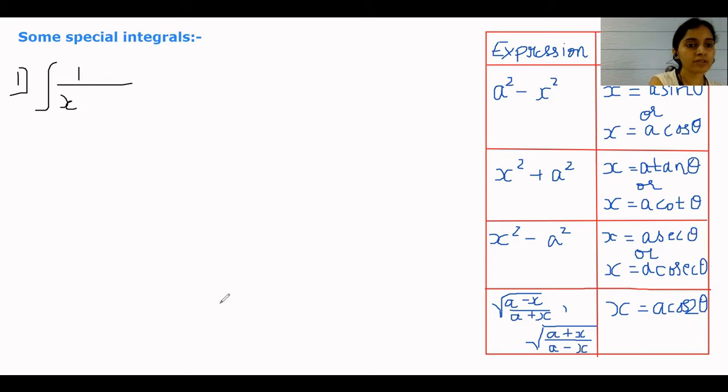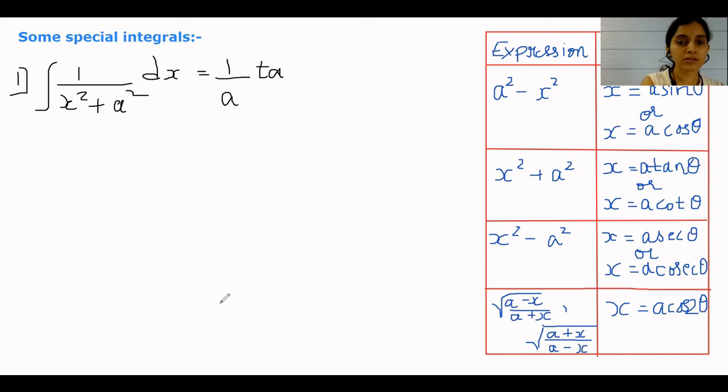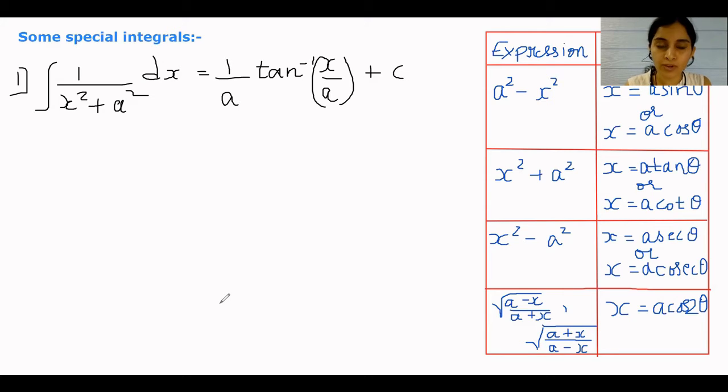Now, if I have this in my integral, 1 upon x square plus a square dx, then its integration is 1 upon a tan inverse x upon a plus c. Okay, now we have to prove this here. If the sum comes as a proof, then you should know how to prove it. So we are going to do the proof as well.